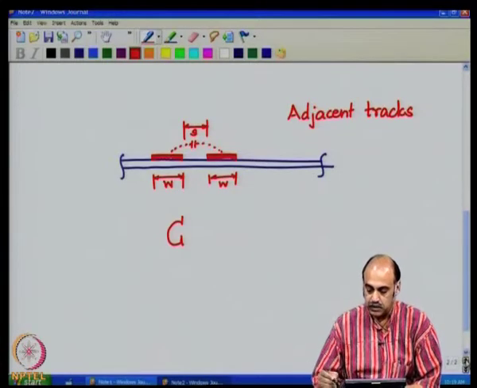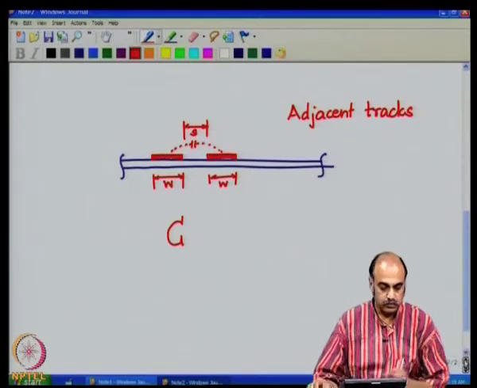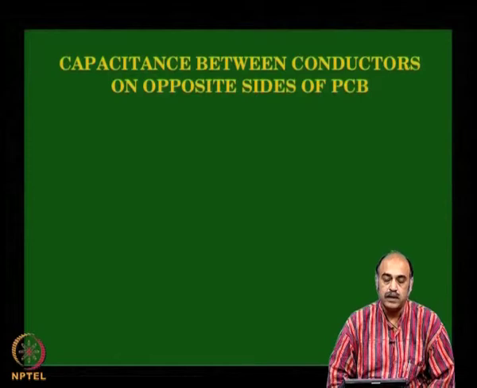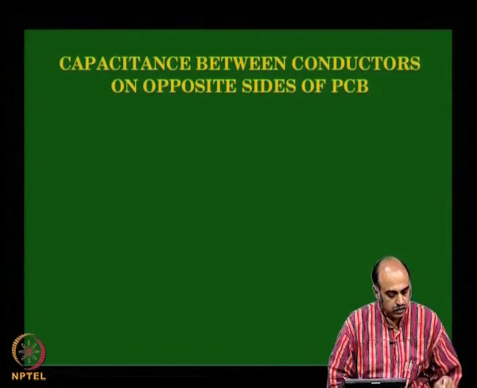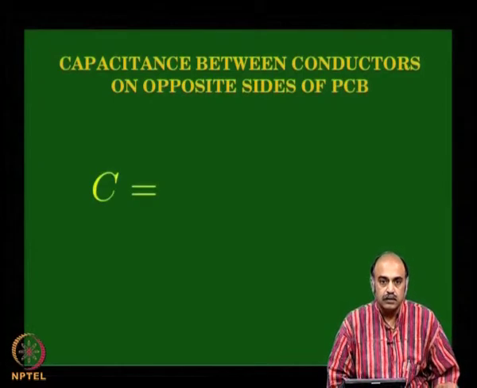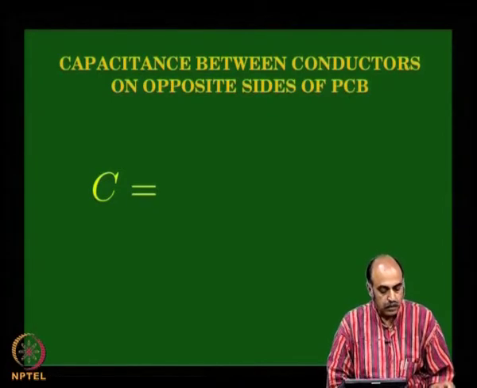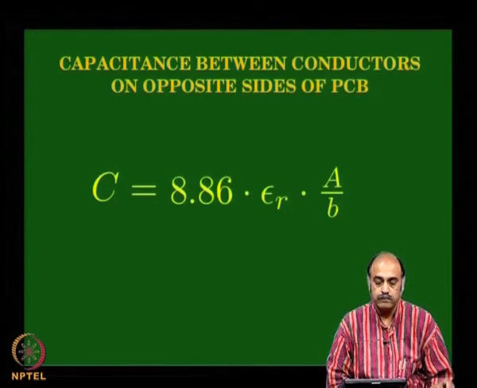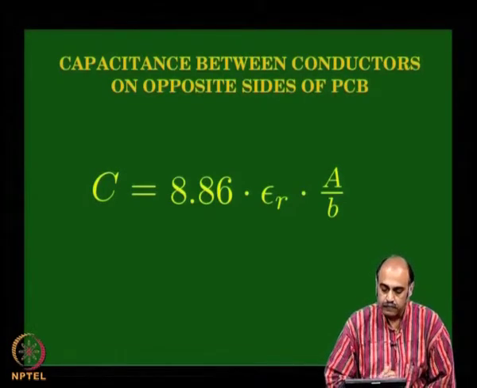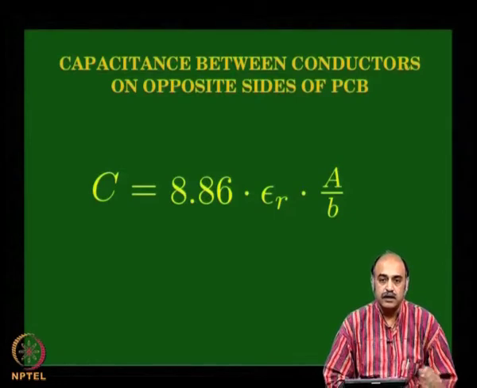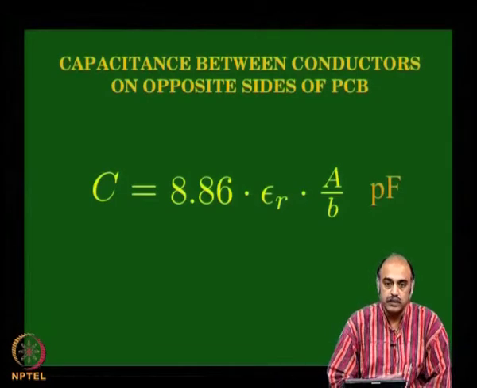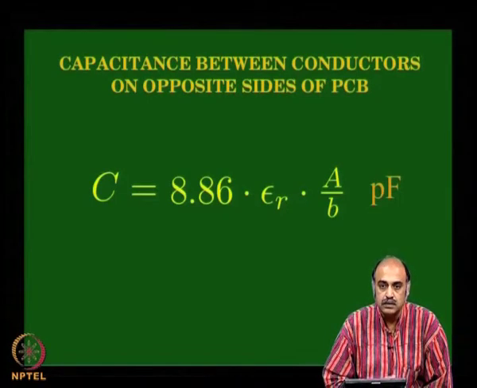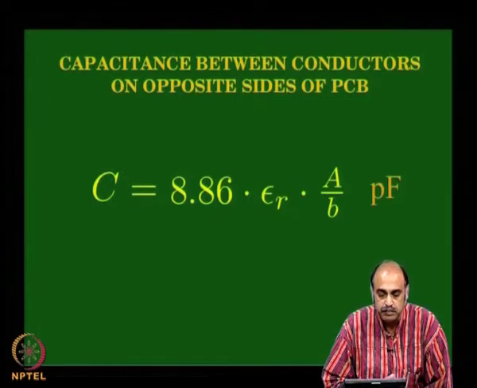So, now coming to the capacitance between conductors on opposite sides of the PCB. Let us first find an estimate of C, and we just now saw the formula. It is given by epsilon A by D. Here the various symbols will be indicated now, what they mean. The capacitance here is expressed in pF.